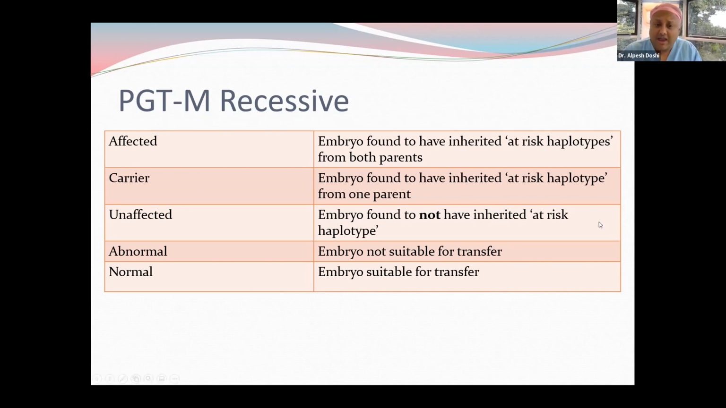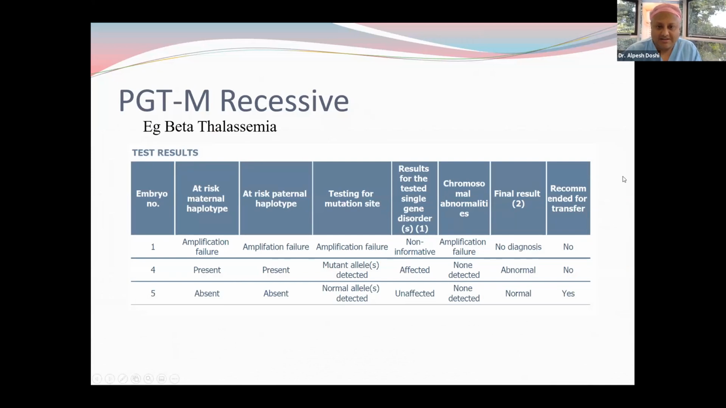You can also have a carrier status in these embryos, whereby, again, phenotypically, they would carry the same phenotype as the parents involved. Or you can have a totally unaffected embryo, with 50% carrier status, 25% unaffected, and 25% affected status. Apart from that, you would also get the results on comprehensive chromosome screening, such as the aneuploidies. So here is an example of the beta thalassemia report for one of the patients.